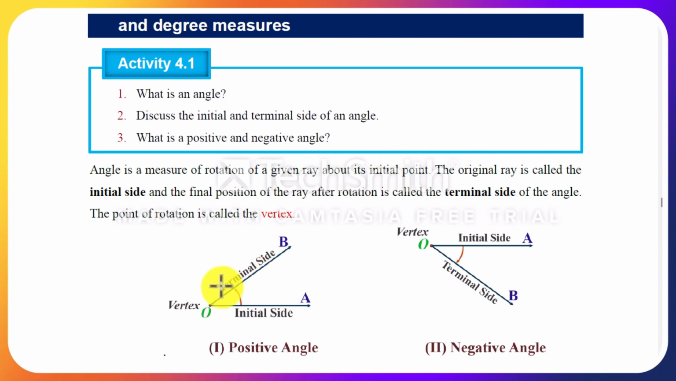We call it the terminal side. And this one is a vertex. You know that what's a vertex? A vertex is a common end point of what? The initial and the terminal side. It is a common end point.